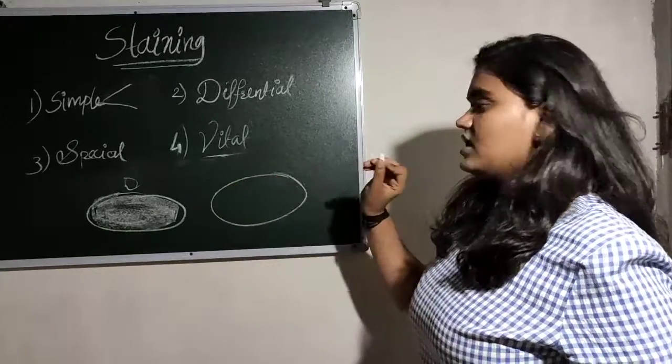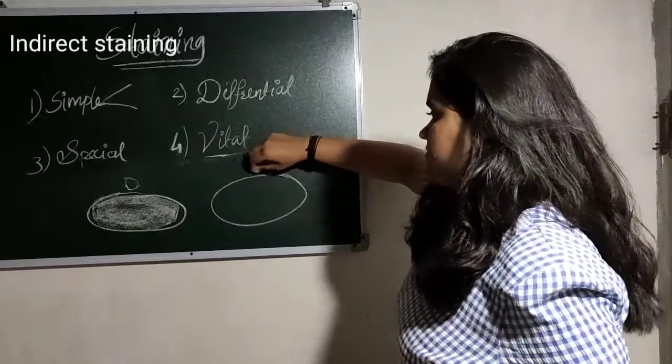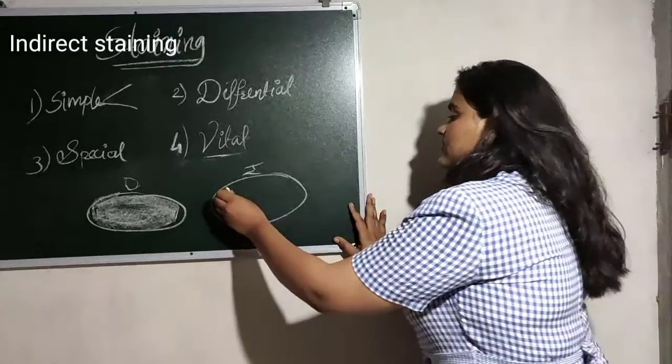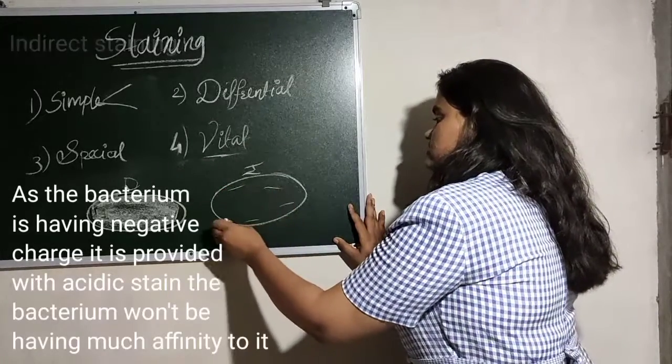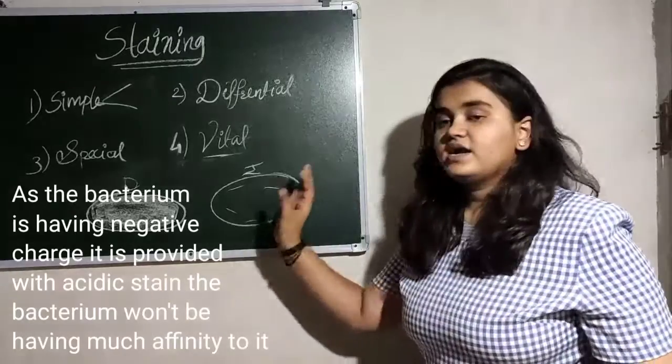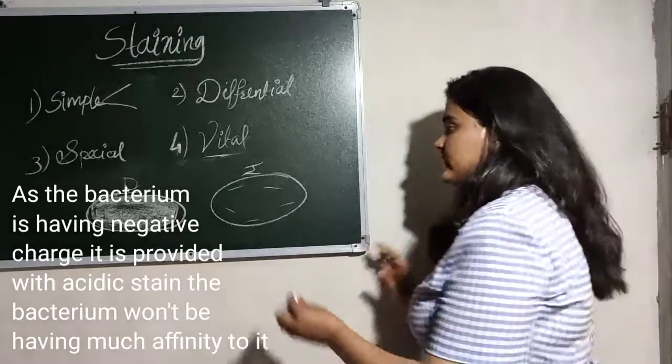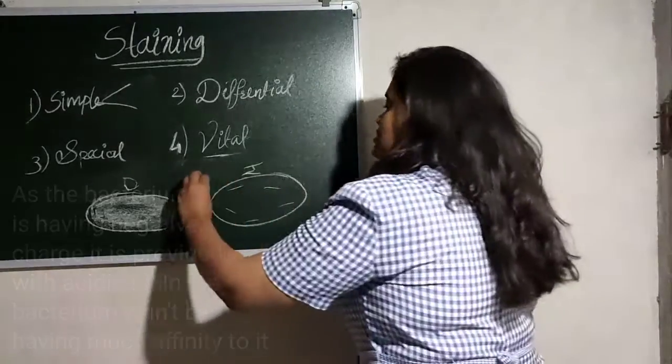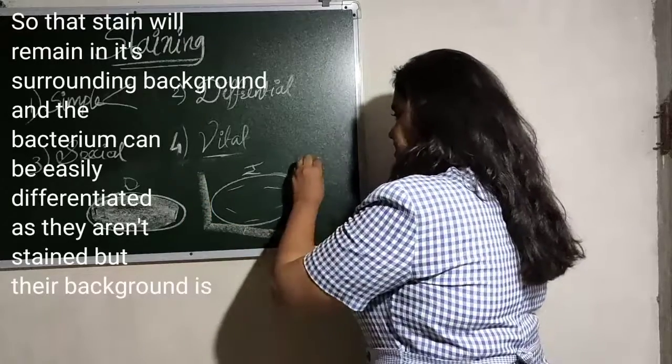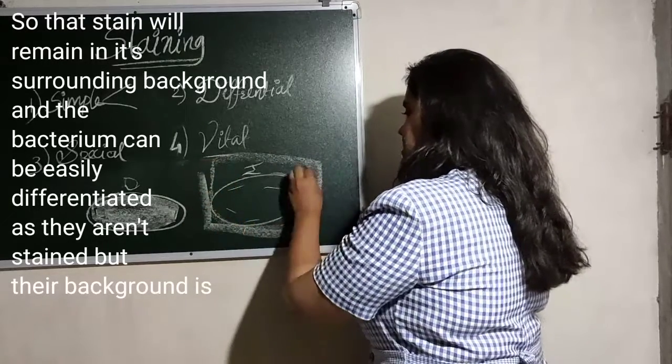And this one is demonstrating indirect staining. Here this bacterium has a negative charge, and if I provide an acidic dye or stain to it, it won't uptake it. So the provided stain and dye will remain in its surroundings.